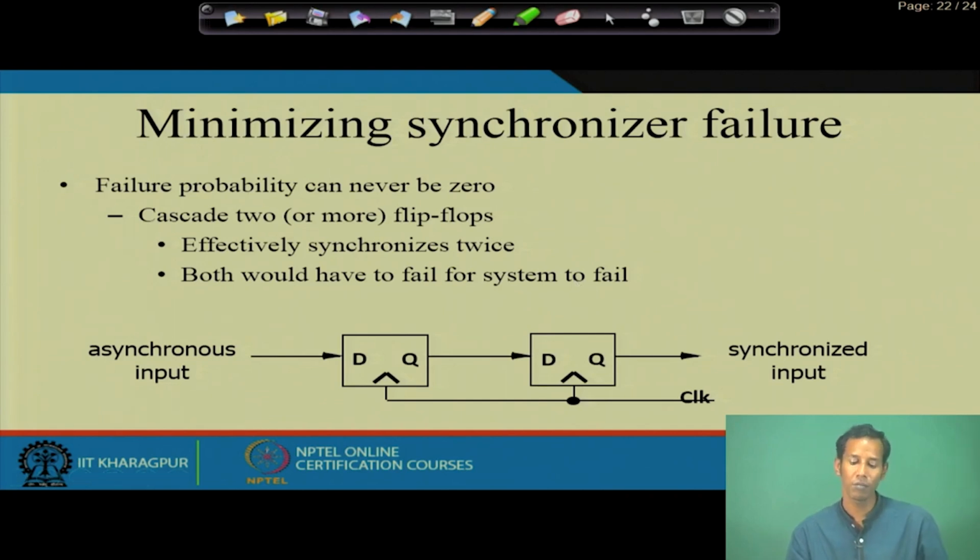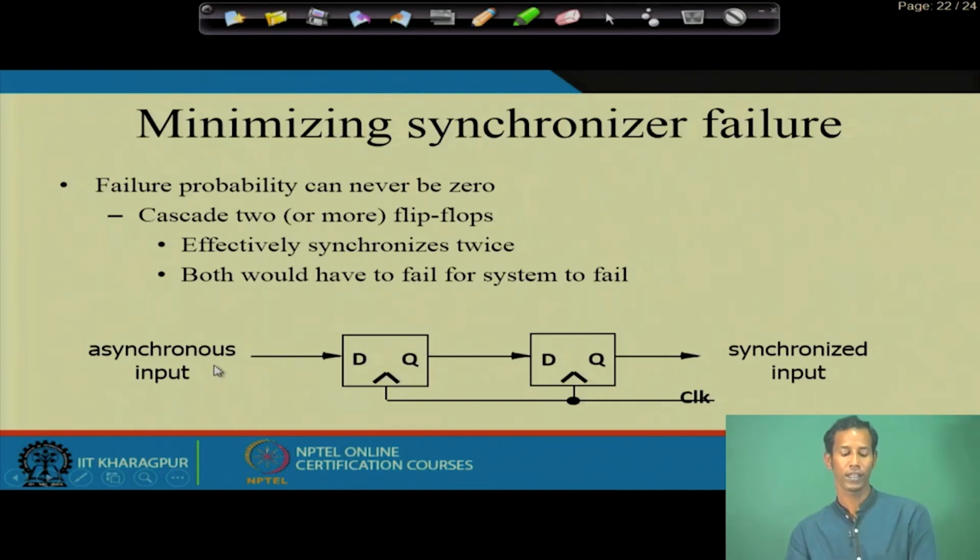So, how to minimize this synchronization failure? The failure probability can never be 0. So, cascade 2 flip flops, effectively using the synchronizer twice, and both would have to fail for the system to fail. Only when both of them fail will the system fail.